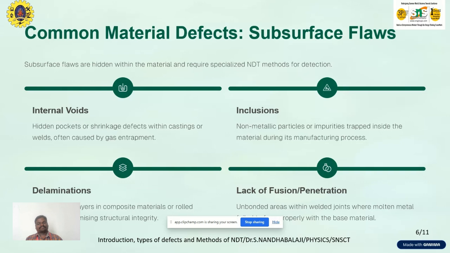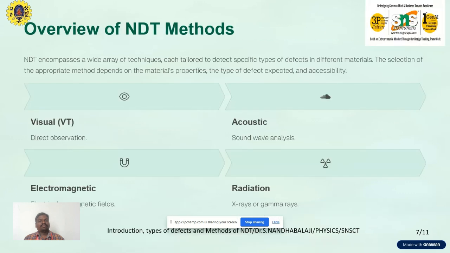Overview of NDT methods. NDT encompasses a wide array of techniques, each tailored to detect specific types of defects in different materials. The selection of the appropriate method depends on the material's properties, the types of defect expected, and accessibility, like visual, direct observation; acoustic, sound wave analysis; electromagnetic, electrical or magnetic field analysis; X-rays or gamma rays analysis, these kinds of NDT methods.